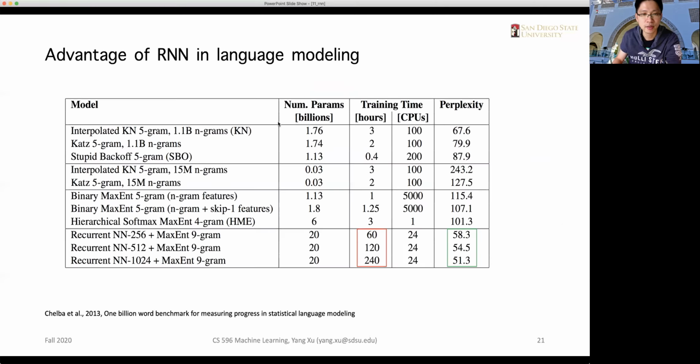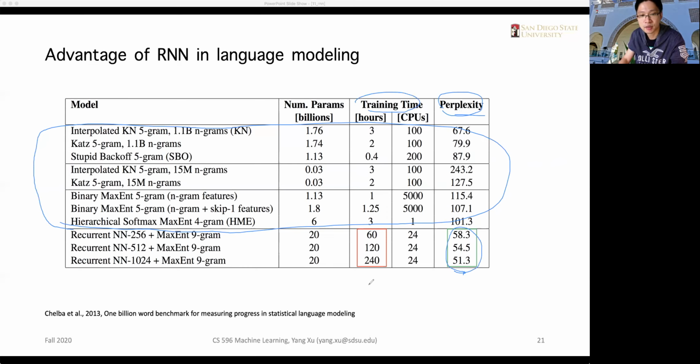All right, let's advance to the next slide. Here are further comparisons of RNN-based language models versus Ngram language models, as you can see. All the rows above are Ngram-based models. In terms of perplexity, which is just a probability measurement of the language model's performance, we can see that the neural network-based models have lower perplexity scores, which means they are more accurate in predicting the word probabilities.